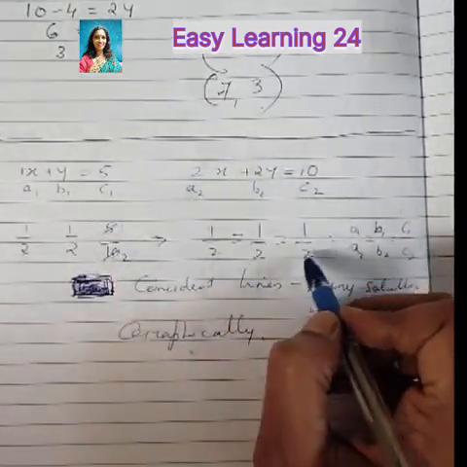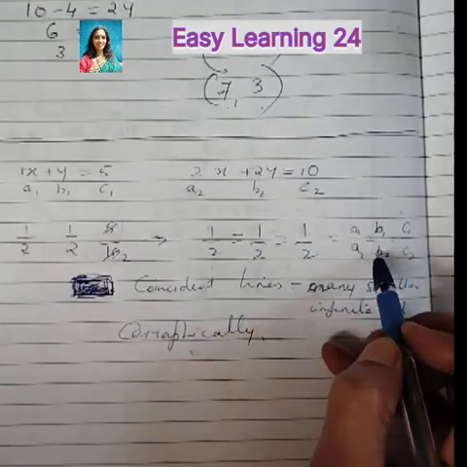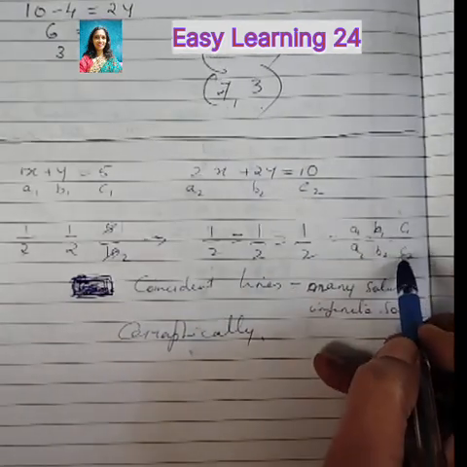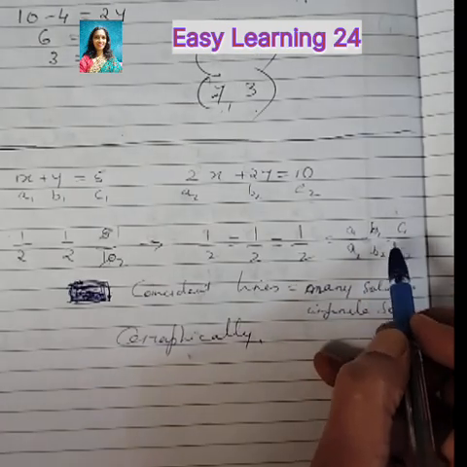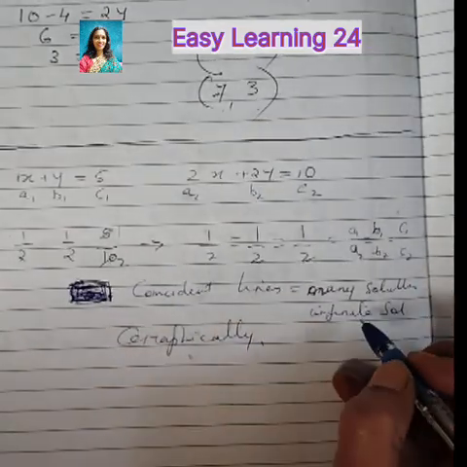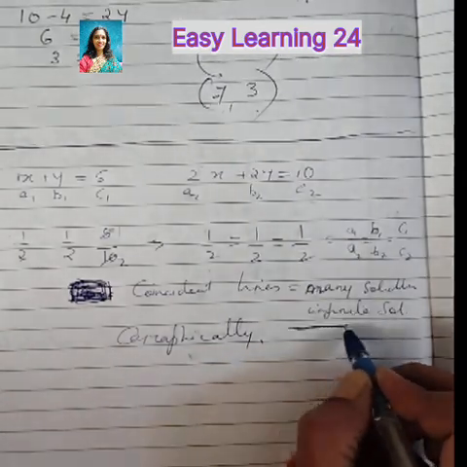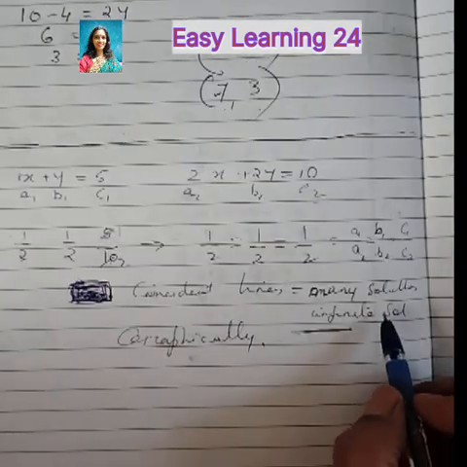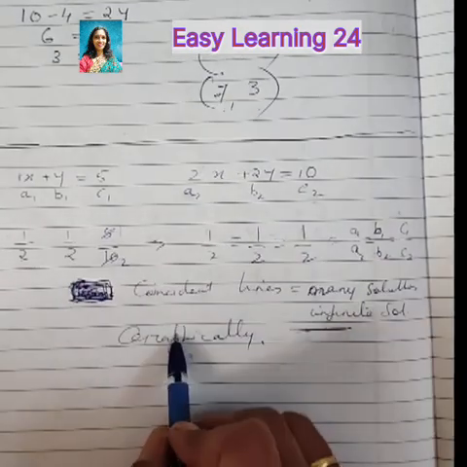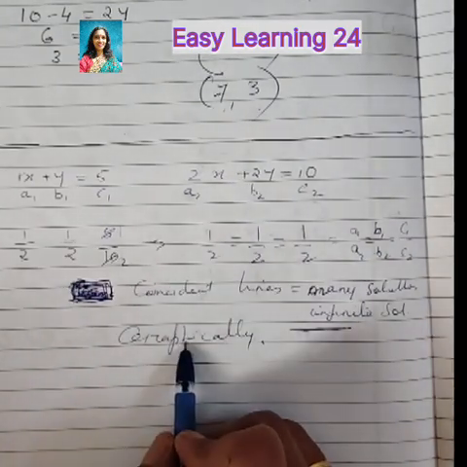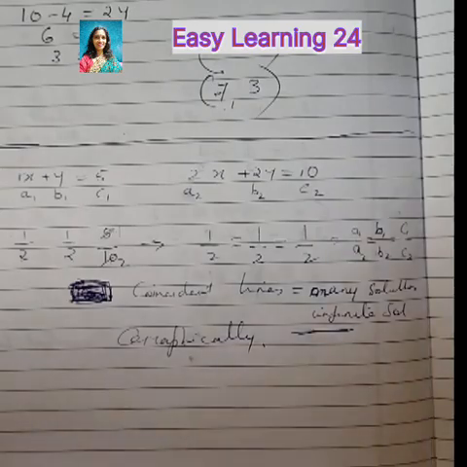So now a1 upon a2 is equal to b1 upon b2 and c1 upon c2. All these are equal. So the lines are coinciding. They are coinciding lines like this. So there are infinite number of solutions. There are many solutions, and we are going to prove this graphically. Now we are going to find the solution graphically.